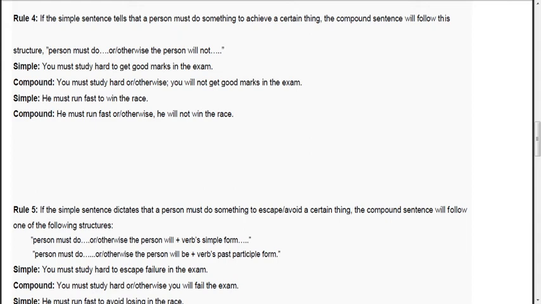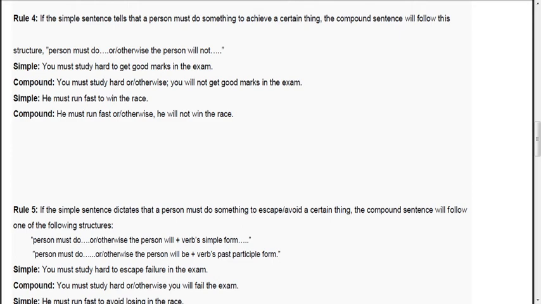And the next one is simple: he must run fast to win the race. Running fast is the action, and what is the target or achievement? To win the race. So here also the achievement is mentioned and the person is bound to do something. So here also we'll take or otherwise. So what comes? The compound sentence: he must run fast, otherwise he will not win the race. So the second clause will be in future simple in negative mode.